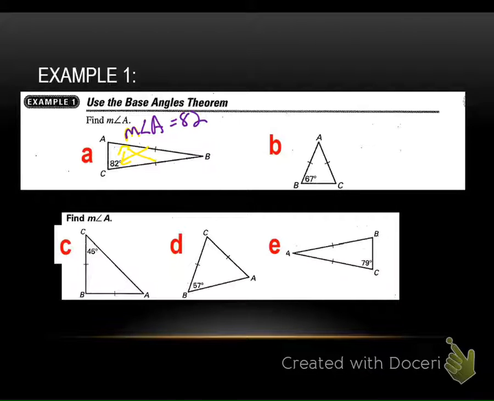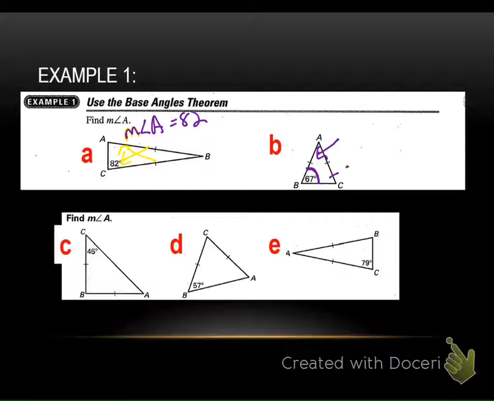So here we're looking for angle A, but that's not the angle we have information for, right? So we know that the angles opposite of congruent sides are congruent, so which angle would that be? B. So let me try that again. If you know 67's here, that's the angle we have. We need the side and the angle across from it that's going to be congruent to this. Which one would that be? C. It's going to be angle C.